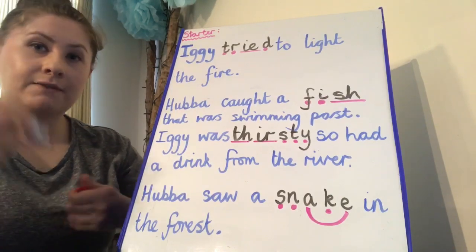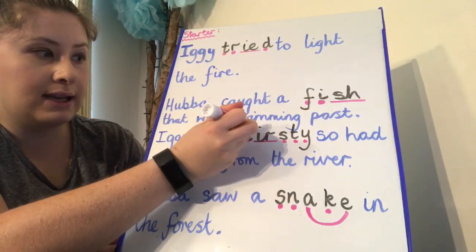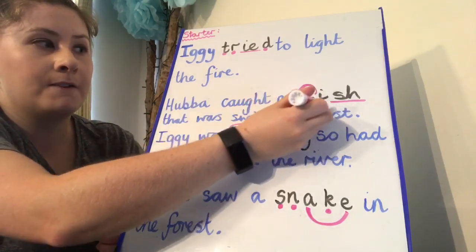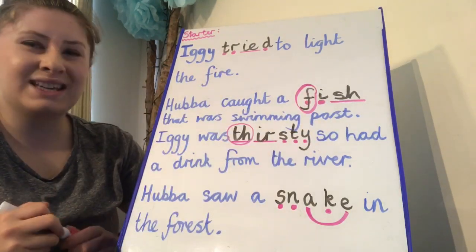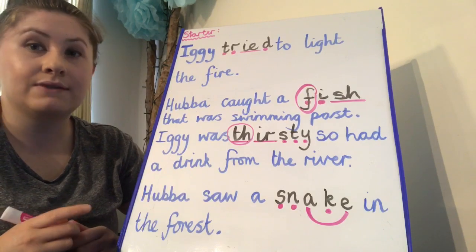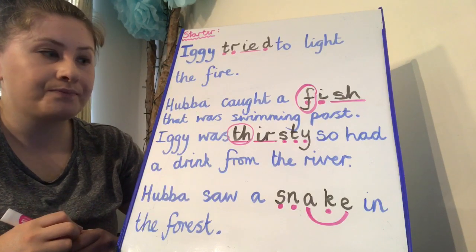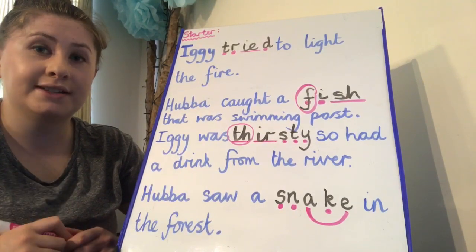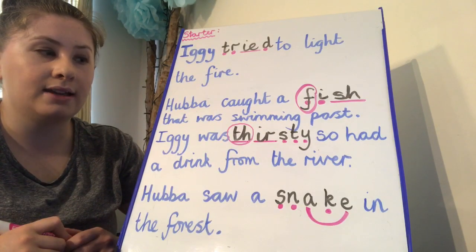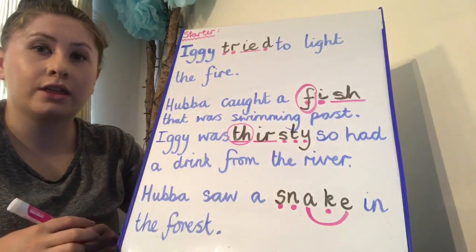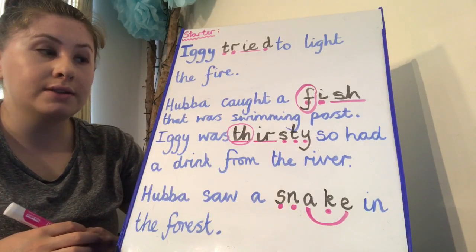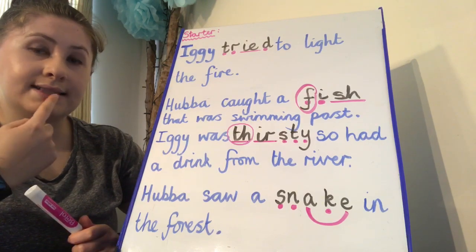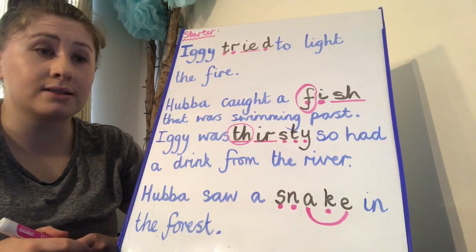I'm going to put a pink for think around these here, the digraph and the phoneme. Often we can get those a little bit muddled, so I'm going to give you a little tip to help you. Our word is thirsty. Can you say that word? Thirsty. When we say the digraph, you'll notice that your front teeth sit on your tongue and you stick your tongue out slightly.